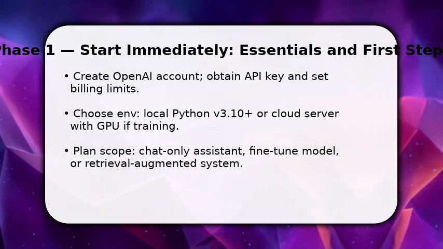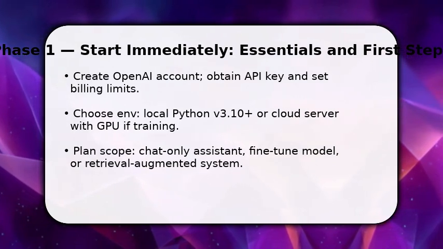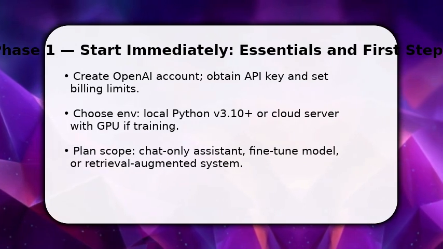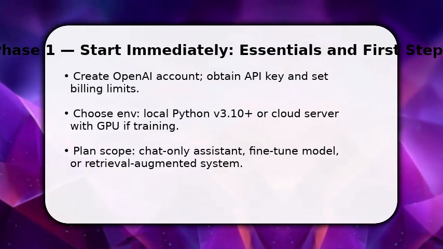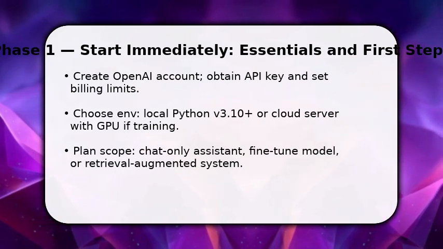Once done, initialize a minimal script that authenticates with the API and sends a test prompt. This proves connectivity and reveals latency. Make sure to note rate limits and cost per token, because that informs model choices and budget decisions going forward.